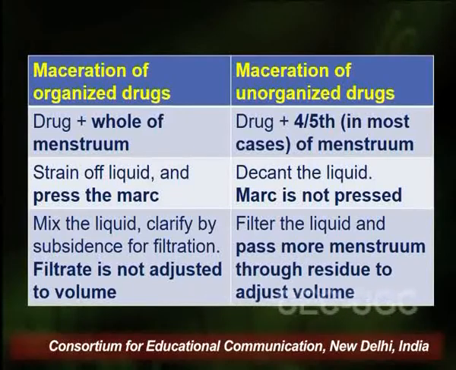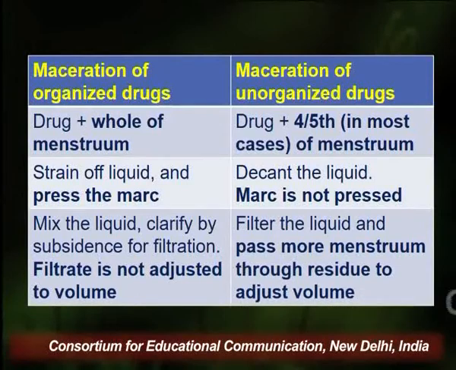So what is the difference between the extraction procedure when we are extracting an organized drug by maceration and an unorganized drug by maceration? In case of organized drug, we extract the drug with the whole volume of the menstruum. Say, if you are extracting 1 kilogram of drug, you are taking 10 liters of the solvent. So whole volume means you will put 10 liters of the solvent into the drug and allow it to stand for the specified period of time with intermittent shaking in between.